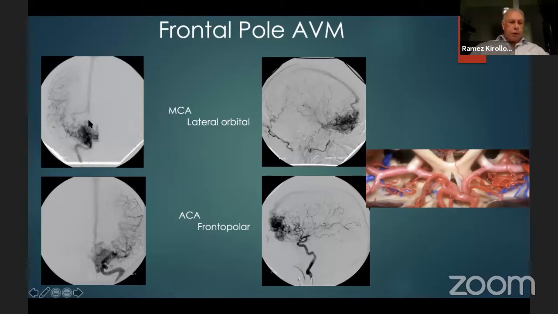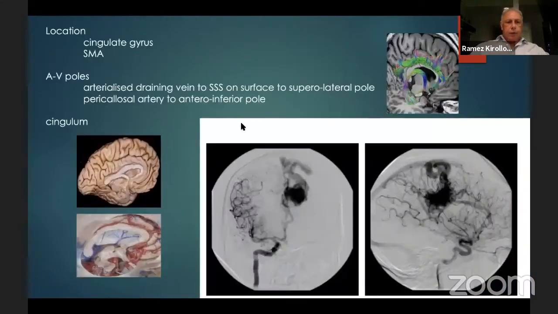And the way to do it, if you look at the ICA silhouette, which is here, of course this is a different side, but if it is lateral to the silhouette, then it's supplied by the MCA. If it is medial, it's supplied by the ACA. So looking at the angiogram without an MRI scan at all, you can tell where it is.